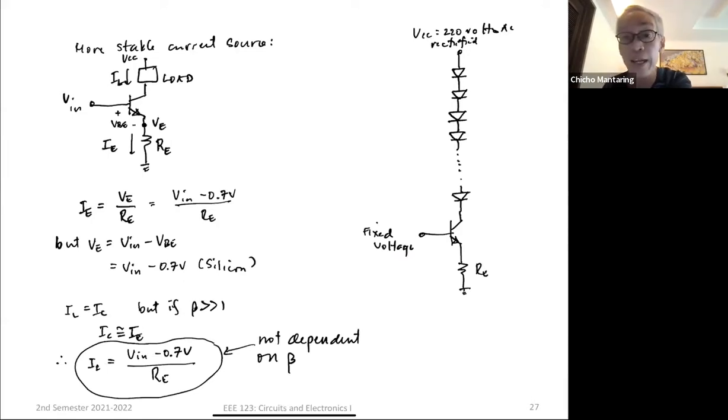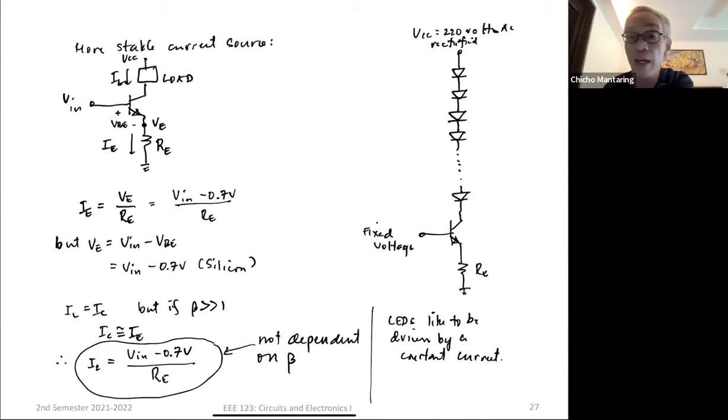Now, why was the circuit like this? Because your LEDs like to be driven by a constant current. Especially the LEDs for lighting, they like this current to be constant. So that constant current can be established by this. What is this current? This current is just your voltage minus 0.7 divided by RE. So this RE actually establishes that current.